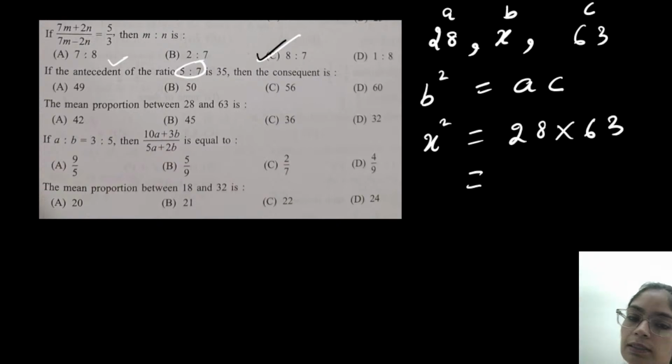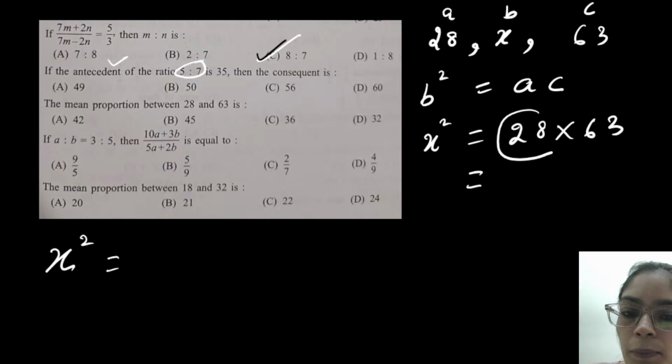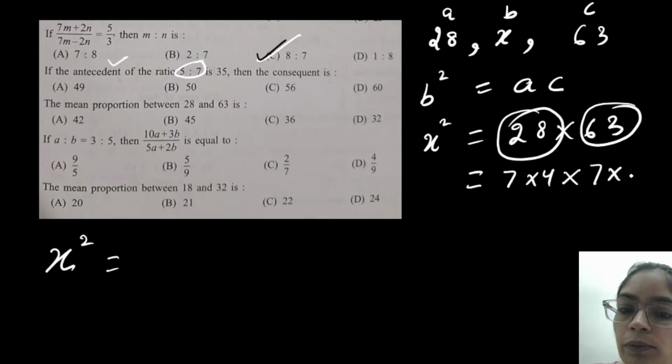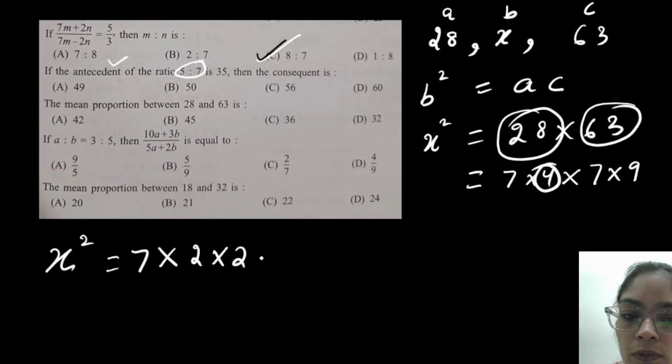Now 28 into 63. Whenever you are finding the square root, you can factorize also, because it will be easy. 28, I know, 7 into 4 is 28, and 63 is 7 into 9. It depends on you how you do it. So further I can write it as 7 into 2 into 2, and then 7 is already there, and 9 we can also write as 3 into 3.